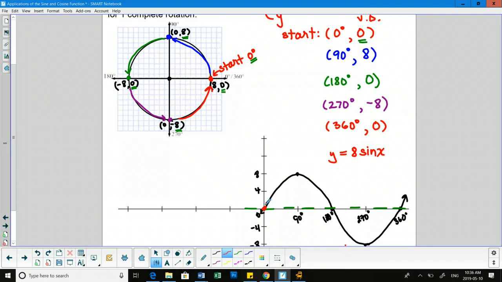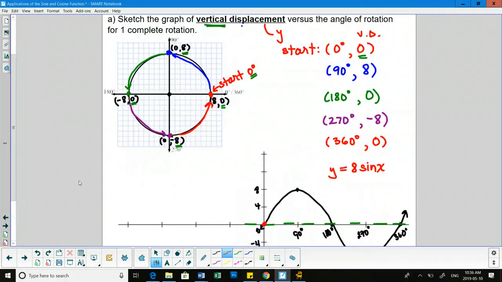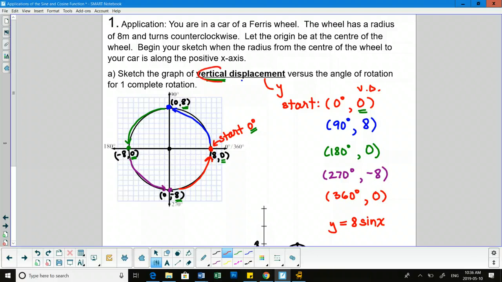But can't it be cosine? We could do it as cosine, but normally if we see vertical displacement, we usually want to think of that as a sine function rather than a cosine function. So I usually express vertical displacement in terms of sine x. Good question. But yes, technically we could express this as a cosine as well.